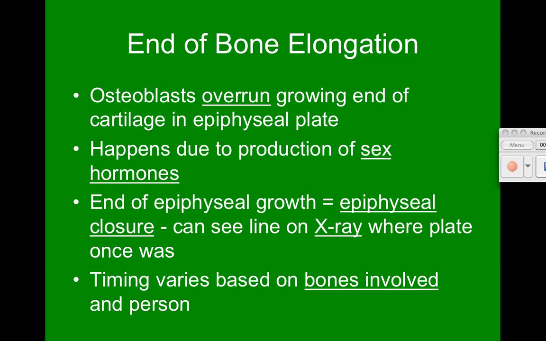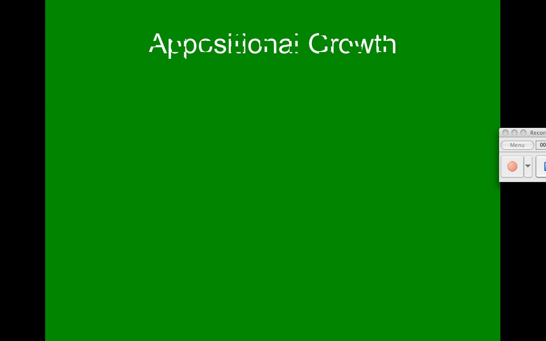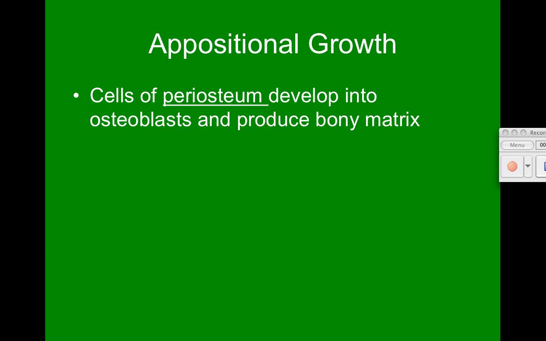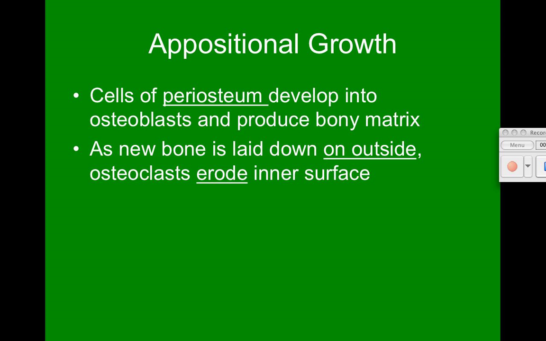Now, the second type of growth that we have is appositional growth. And appositional growth is where the cells of the periosteum develop into osteoblasts and then produce a bony matrix. So what happens is we get new bone laid down on the outside of the shaft of the bone, and then the osteoclasts erode the inner surface to enlarge the marrow cavity.